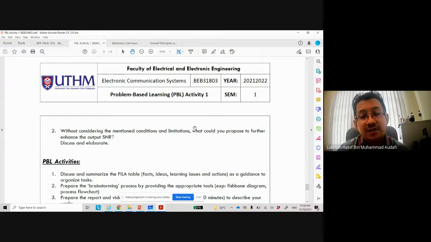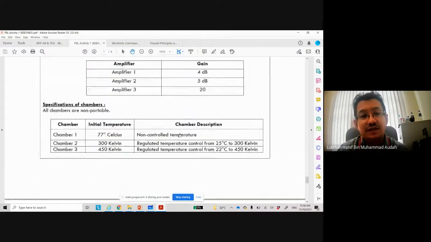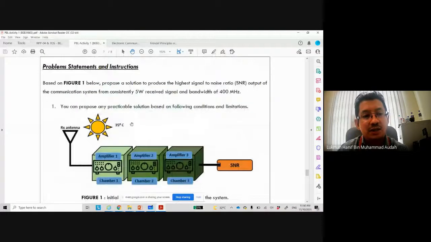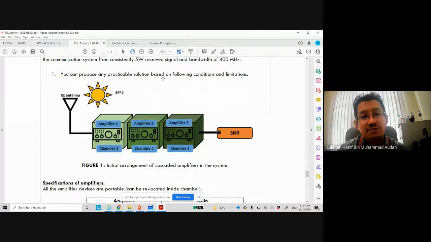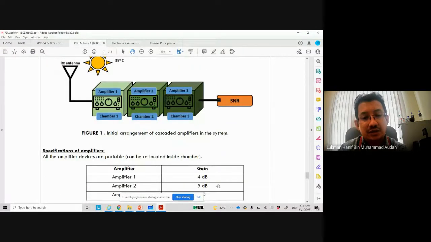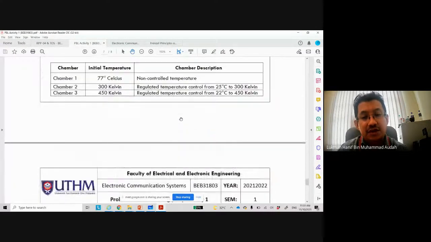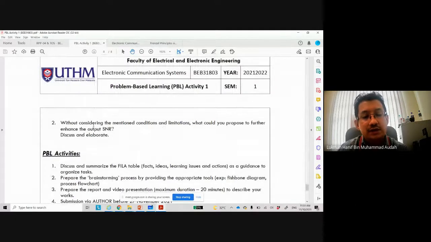Selain daripada limitation yang dinyatakan tadi, selain dari number 1 tadi, you can propose practical solution. Dia ada 2 soalan di sini. You can propose practical solution based on these specifications. Dan yang kedua adalah selain daripada limitation yang diberikan, what could you propose to further enhance the output SNR? Discuss and elaborate.